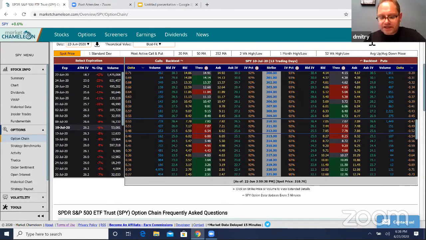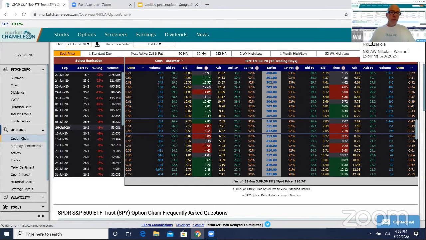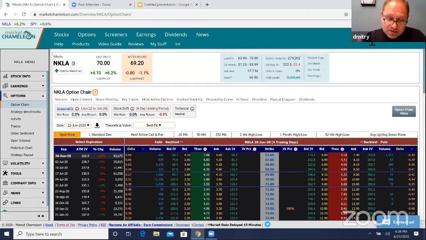So what's the symbol? NKLA, right? NKLA. Okay, so put call parity, remember that this is what the option pricing model assumes. No, it doesn't always have to hold that way. We're working on assumptions. So the option pricing model assumes that you could borrow any stock in as much as you want, right? That's the assumption of the pricing model.